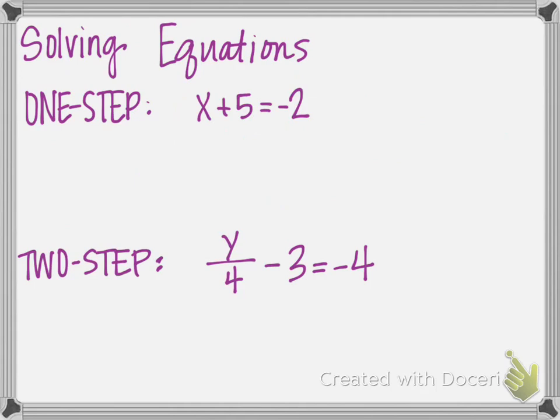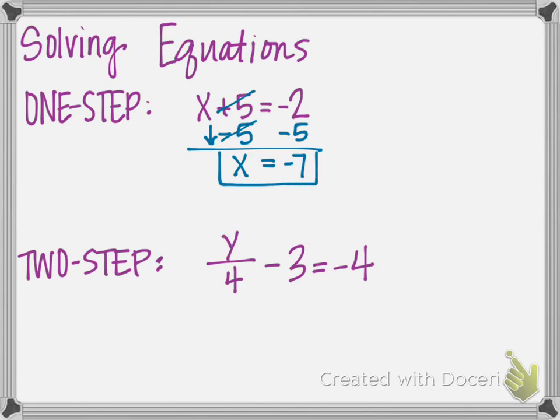Okay. So the one-step equation, I need to get x by itself. So it's with the x, plus 5. What's the opposite of plus 5? Minus 5. If I do it to one side, I have to do it to the other side. So 5 minus 5 goes away. The x comes down. And what is negative 2 plus negative 5? It's negative 7. So there's your solution.